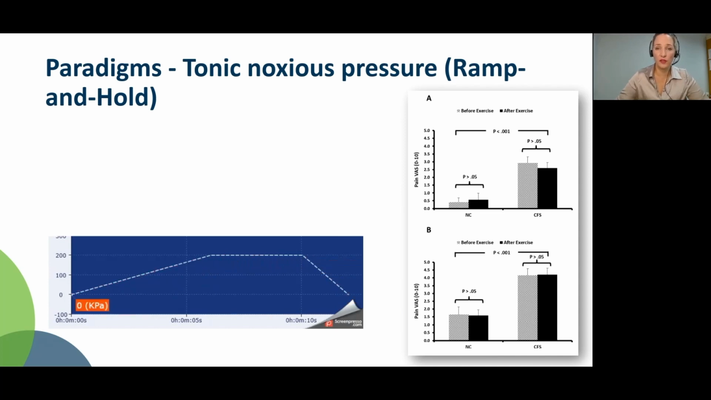But they did find a difference in how these patients rated pressure pain, and they found that the patients were much more sensitive to these pressure stimuli than the controls. They rated their pain much higher. That's the right side of the graph.